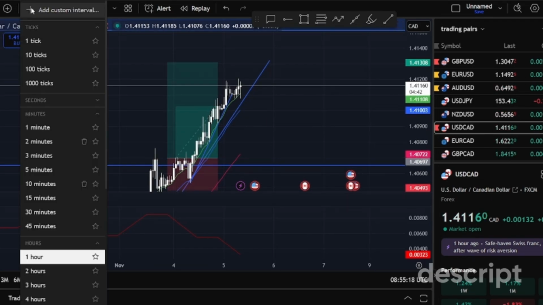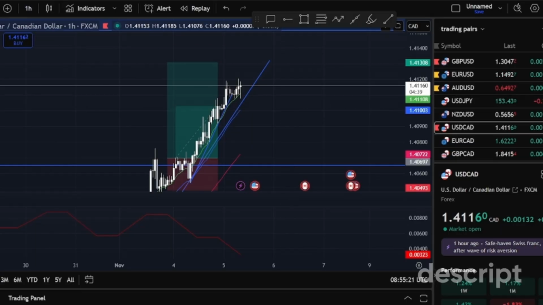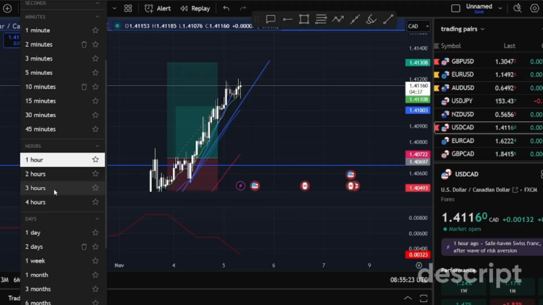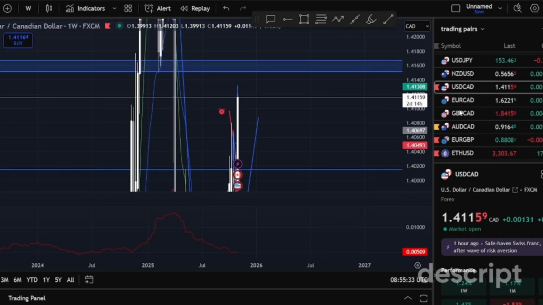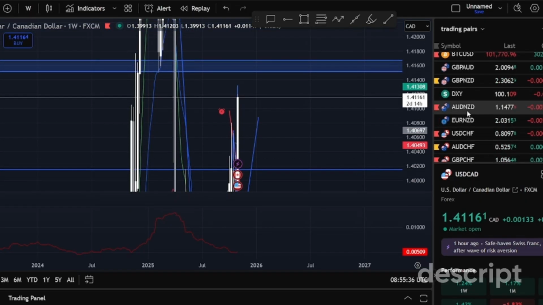So that's the trade I'm in currently this week. I think there's one or two others. I'm just keeping my eye on a few, but there's mainly one that could potentially give me a setup any moment: Aussie New Zealand, and Pound New Zealand.